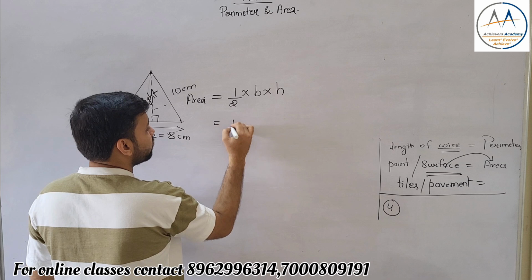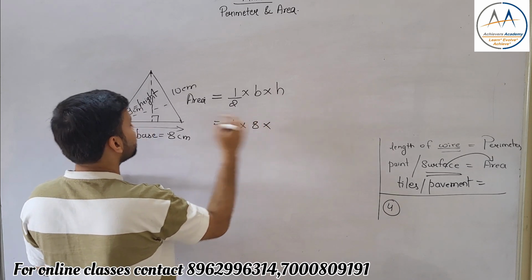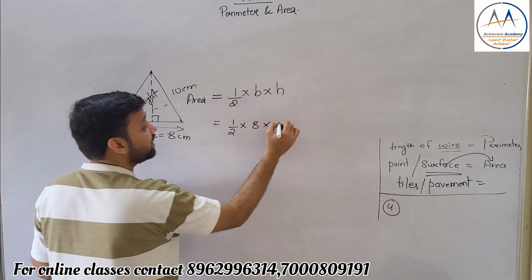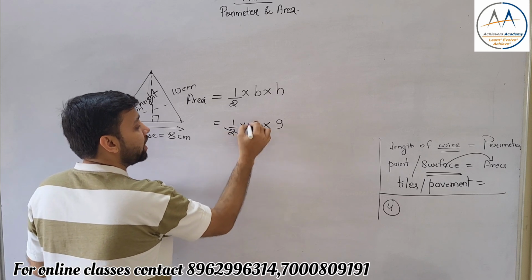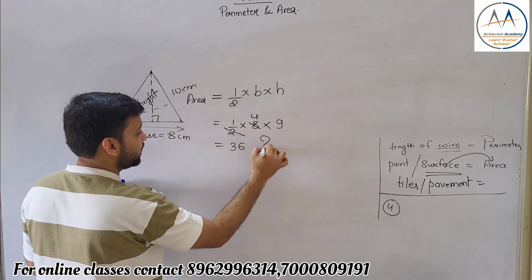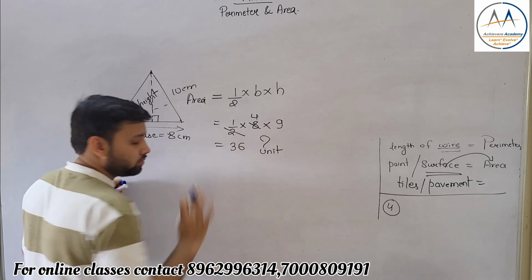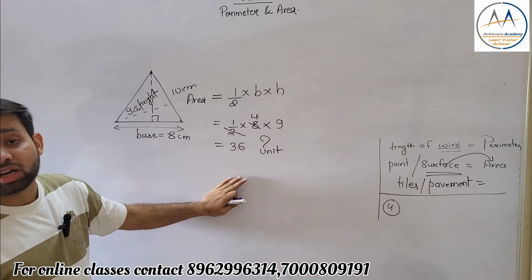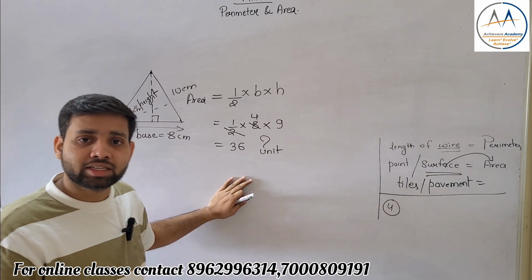What is that? 1 by 2, what is the base? 8. What is the height corresponding to the base? 9. 8 will become 4. 4 9s are 36. What will be the unit? Write the unit in the comment. I will not write it, because the unit is very important. If you don't write the unit, half marks are gone.